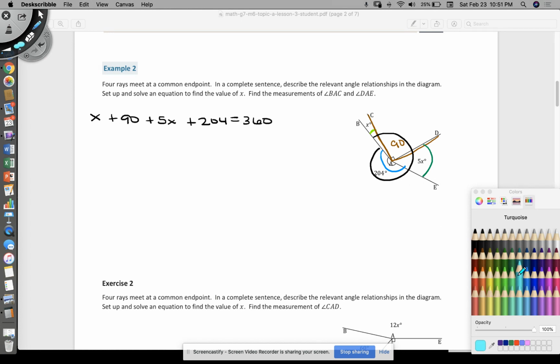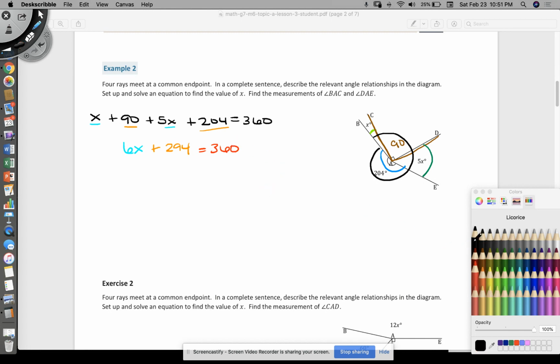Let's combine our similar terms. This has an x and this one has an x, so those two can go together. So 1x plus 5x gives me 6x. And then I have 90 plus 204. Those two do not have a variable, so I can combine those to equal 294. And we'll bring down our 360.